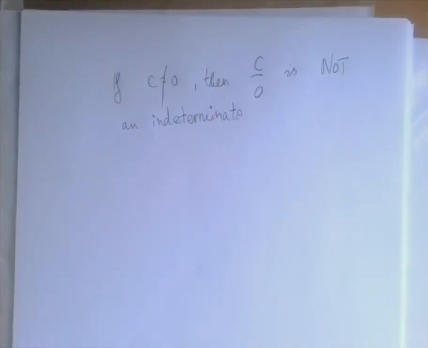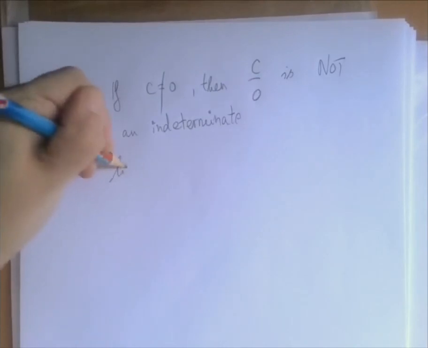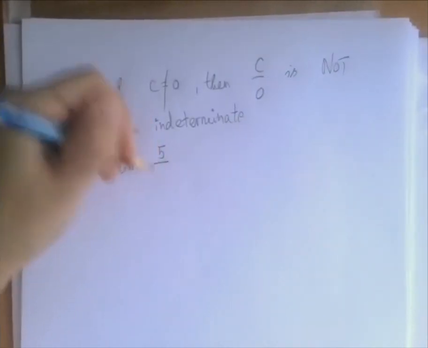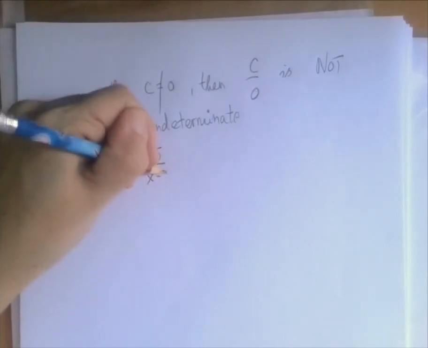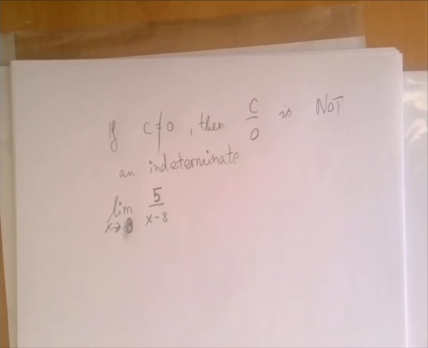So let's say that c is a number, say 5. Let's see if we can concoct something like this. So c is 5 over x minus 8 as x approaches 8. Now what's going on here? So 0 over 0 is an indeterminate, but not 5 over 0.